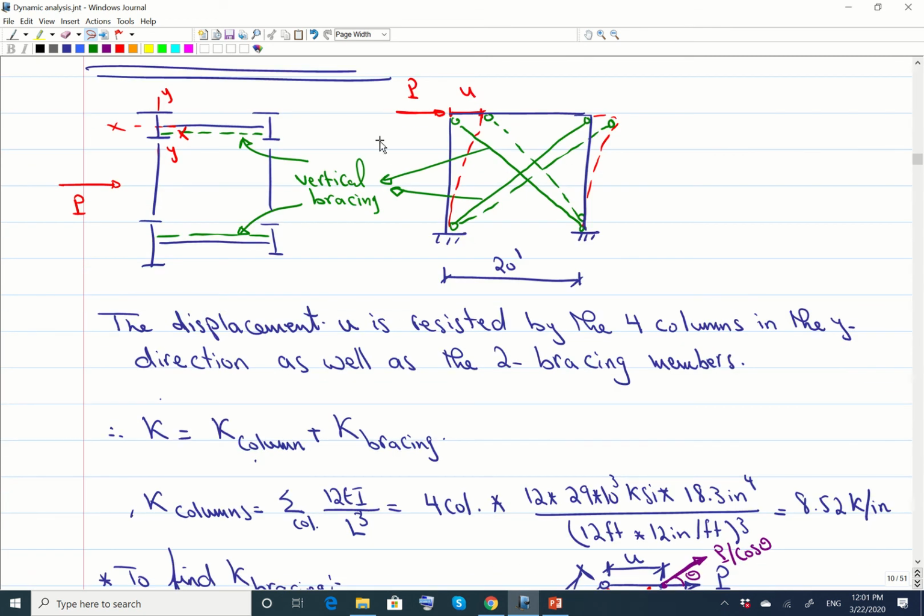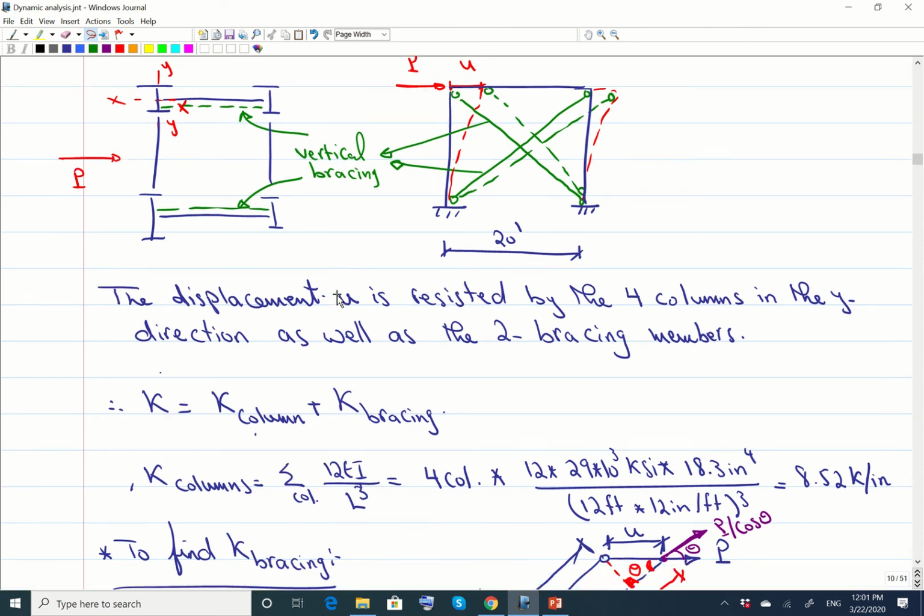But now what is resisting the displacement U is the frame, the 4 columns, this 1, 2, 3, 4 columns, as well as the bracing. We have a vertical bracing here, a vertical bracing here. So there are 2 of those frames. Can you see? This picture represents this frame over here, and then another frame over here. The 2 columns, and there is vertical bracing in between.